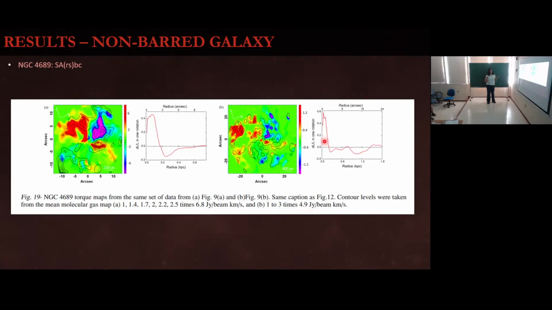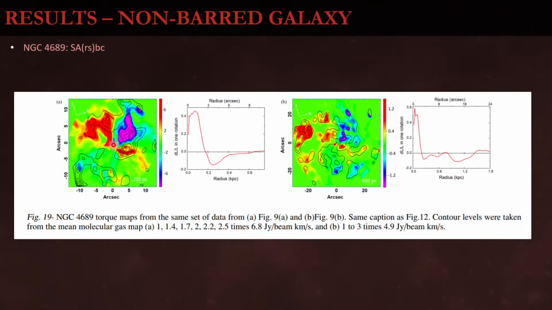And this is the torque map and the variation of angular momentum. In this case, we can see that there is a very bright presence of positive torques, and there is also a presence of negative torques, but not that much. The main thing here is the positive torques. And the nuclear region, I don't think we can see it, but the nuclear region is right here, at this point.